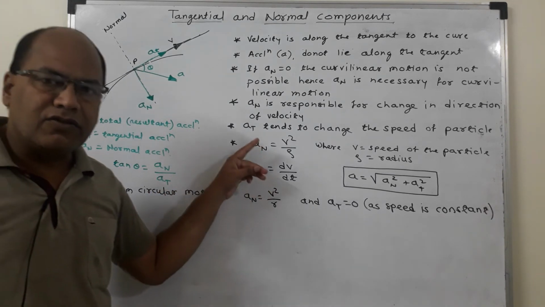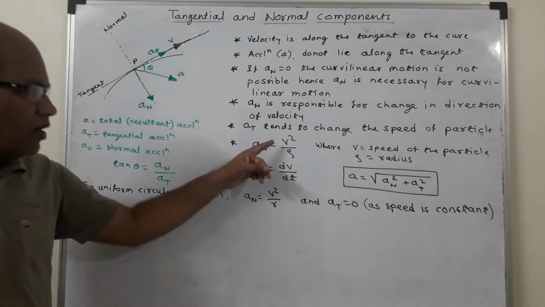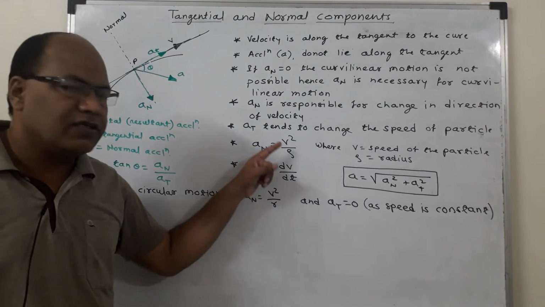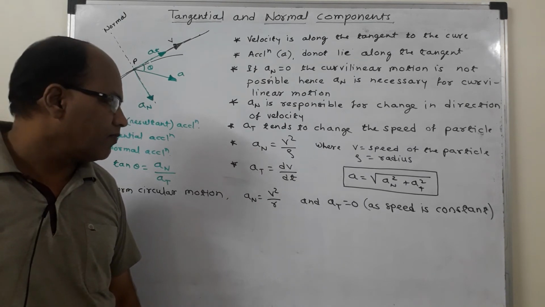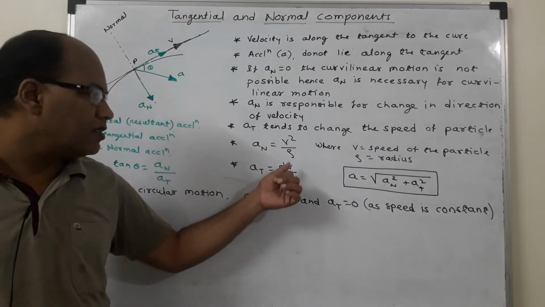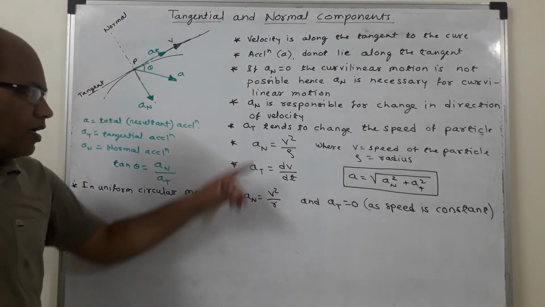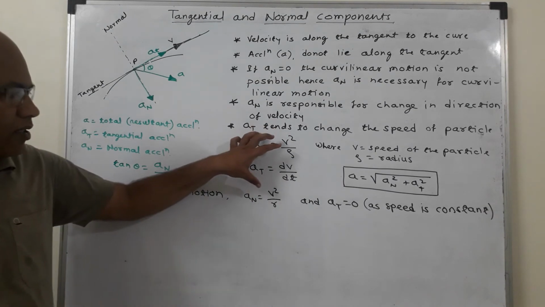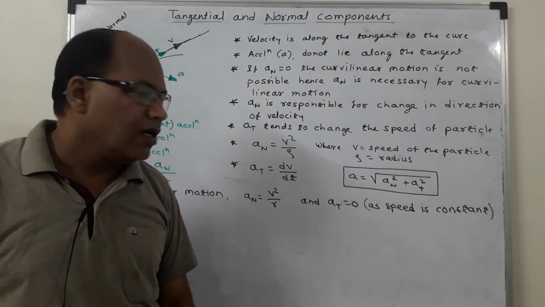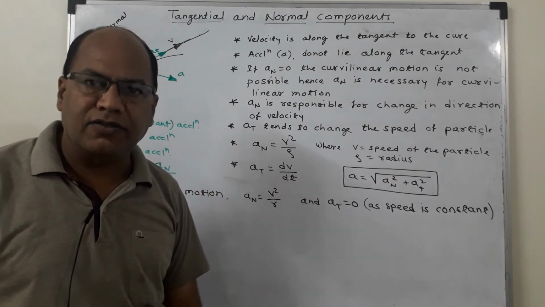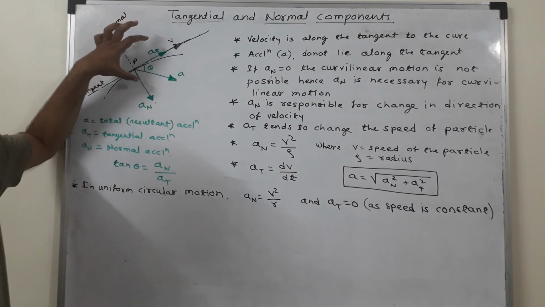Now an, that is the normal component of acceleration, is given by v square upon rho. V is the velocity at that particular instant and rho is the radius of curvature. So v square upon rho gives you the magnitude of normal acceleration, whereas at is given as dv by dt, that is the rate of change of velocity. So at and an can be obtained, and once you get at and an, then the total acceleration can be obtained as a is equal to root of an square plus at square. Remember it well, a is the total acceleration, at and an are its components.